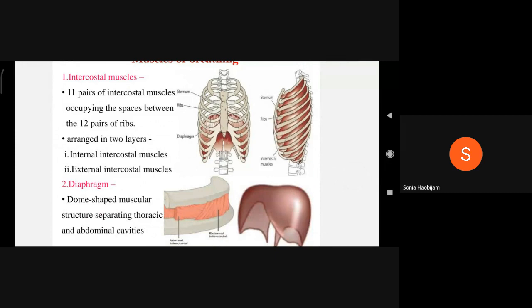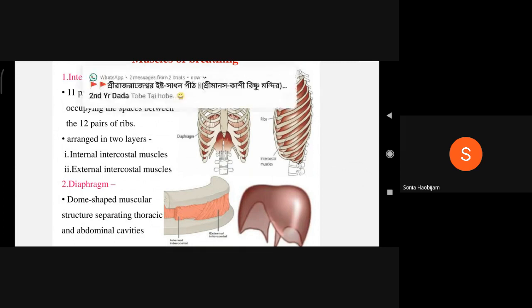Internal intercostal and external intercostal. So let me clear the concept of internal and external. The inner layer or inner wall of these intercostal muscles is made by the internal intercostal muscles, and the outer layer or the outer side muscles of these intercostal muscles are the external intercostal muscles.